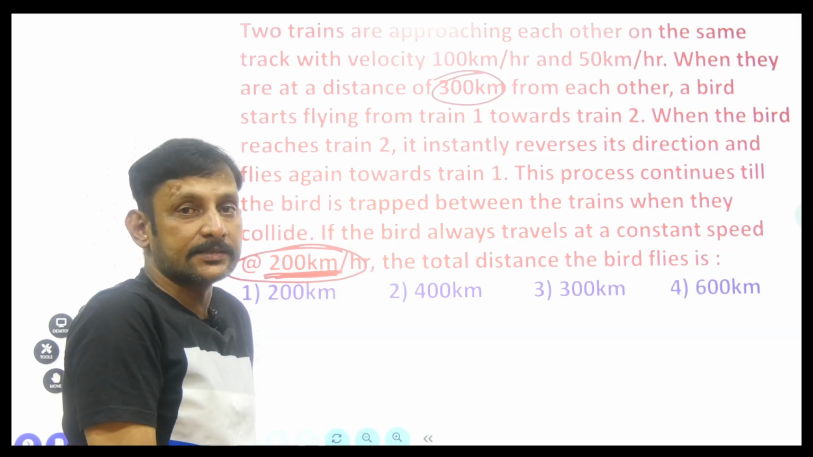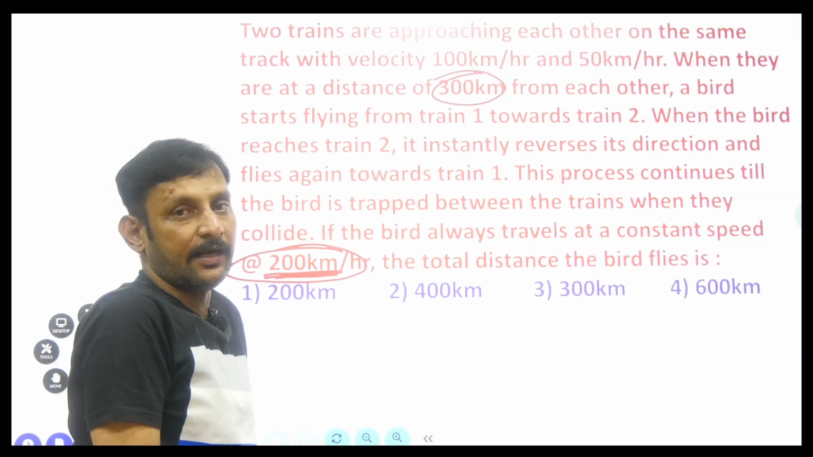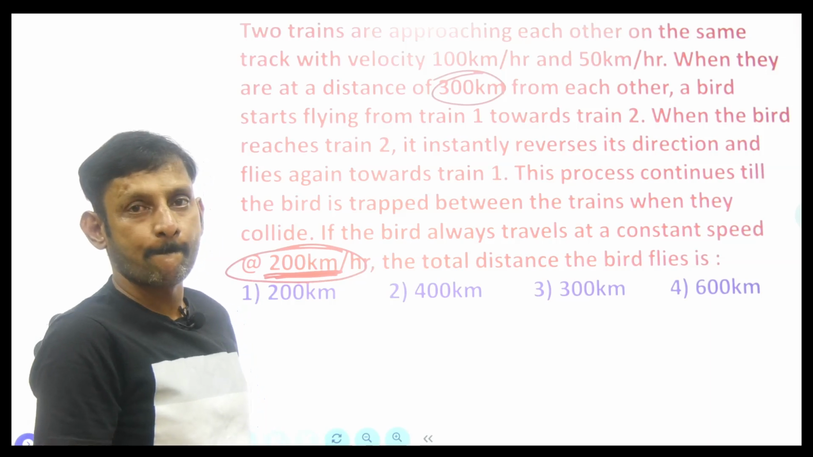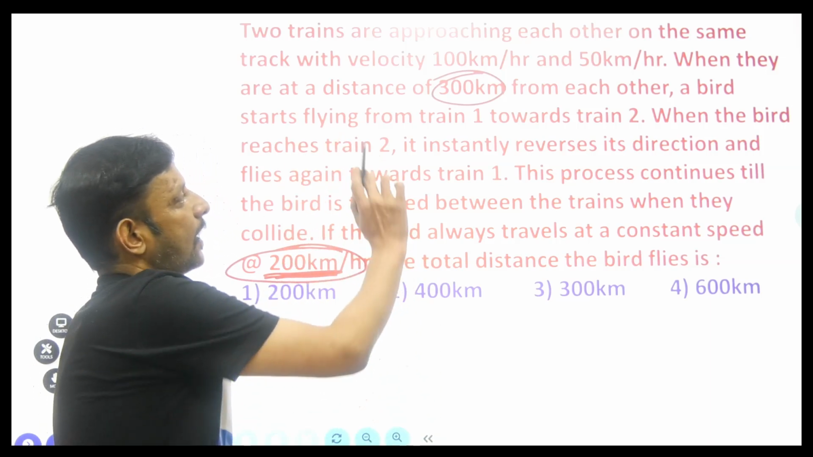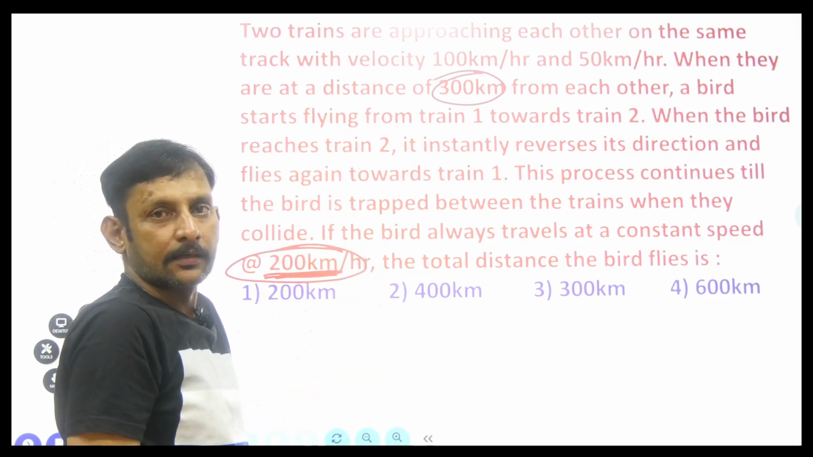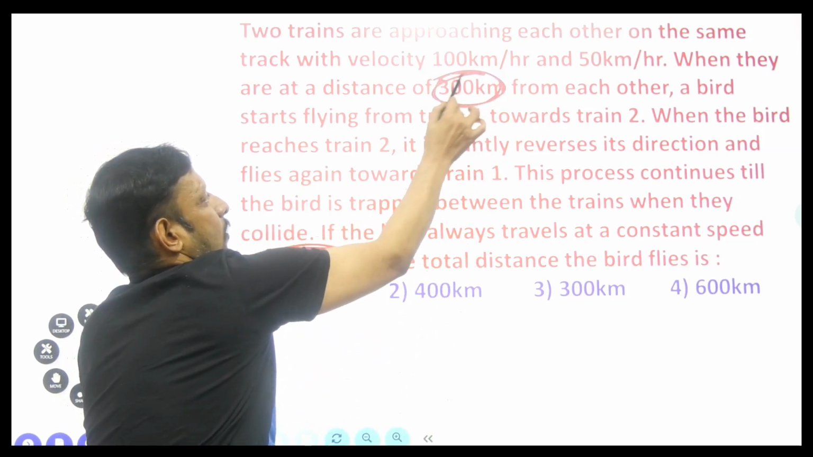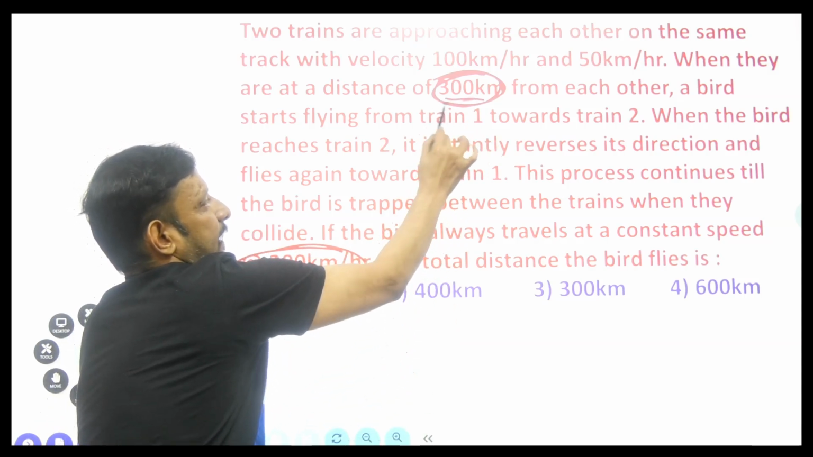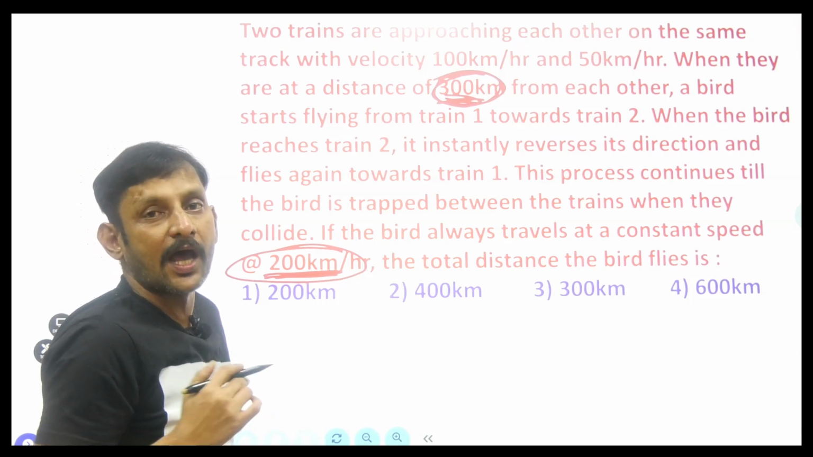And both the trains are moving in the opposite direction. The relative speed when they are moving in the opposite direction is S1 plus S2. Clear? So what is the relative speed of those two trains? 100 plus 50, 150. Clear? So the two trains collide with each other after how many hours? The initial distance is 300 km, divided by their relative speed 150, they collide after 2 hours.